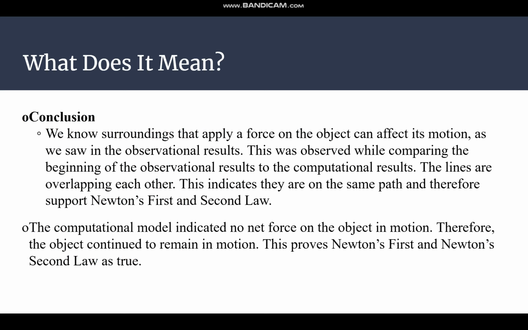So we can draw this conclusion. We know surroundings that apply a force on the object can affect its motion, as we saw in the observational results. This was observed while comparing the beginning of the observational results to the computational results. The lines were overlapping each other. This indicates that they are on the same path and therefore support Newton's first and second law. The computational model indicated no net force on the object in motion. Therefore, the object continued to remain in motion. This proves Newton's first and second law as true again.